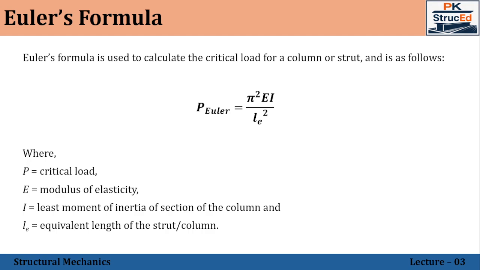When a column is subjected to an axial compressive load, Euler's formula is used to calculate the critical load for a column or a strut, and it has been given as Euler's load is pi square EI by LE square, where E is the Young's modulus or the modulus of elasticity, I is the least moment of inertia of the section of the column, and LE represents the equivalent length of the column or the strut.